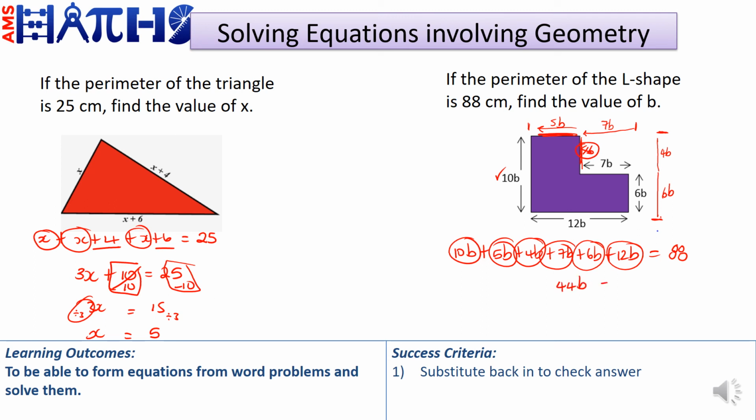So we get 44b is equal to 88. Then all we need to do now to solve for b is divide by 44 on both sides. And so 44 divided by 44 is 1, so we're left with 1b, and 88 divided by 44 is 2, so then b is 2.